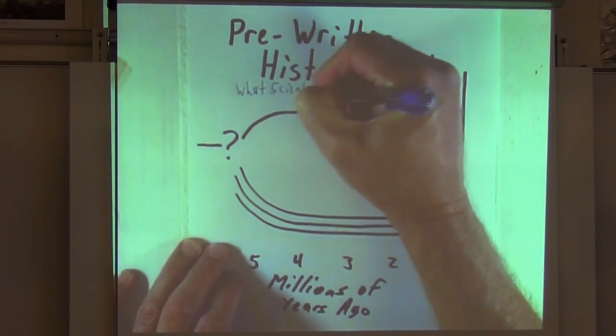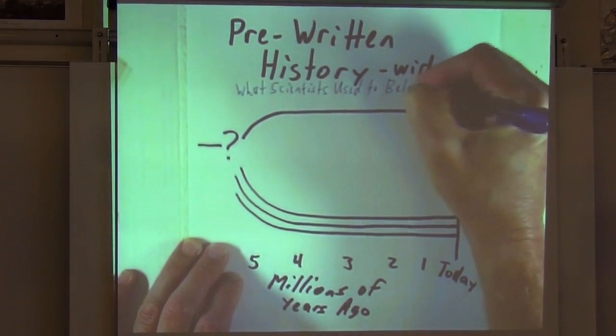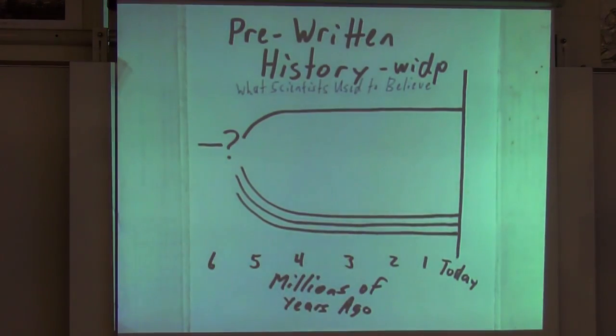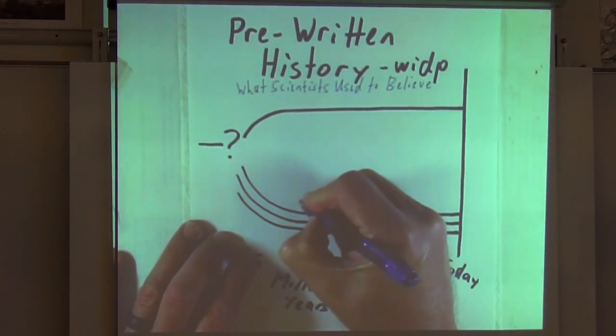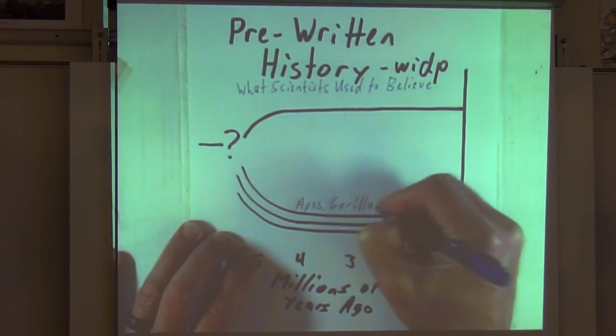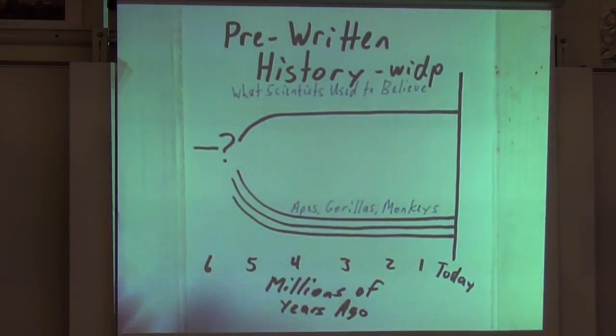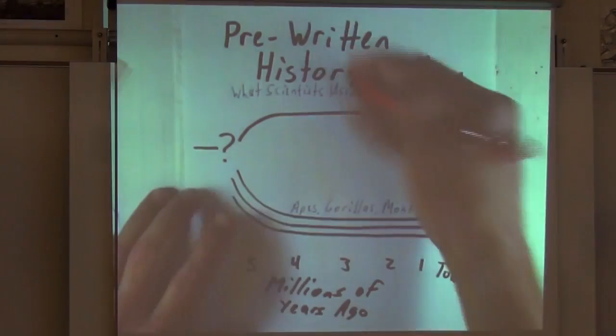What we're going to call this timeline, ladies and gentlemen, is what scientists used to believe. All right, what scientists used to believe. So what you can see here is my timeline. Here's today, here's where we are today. And then what I'm doing is going backwards millions of years ago. On this bottom part of the timeline, this is where we see apes, gorillas, even monkeys we can put down here. And then along this top line, this is humans.